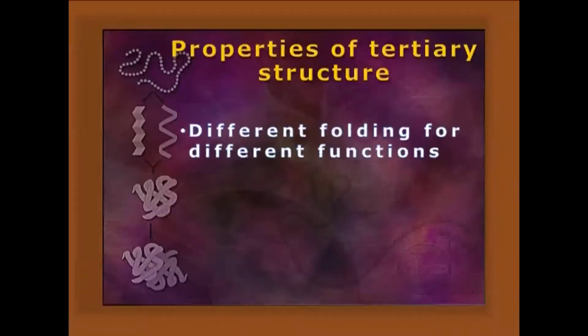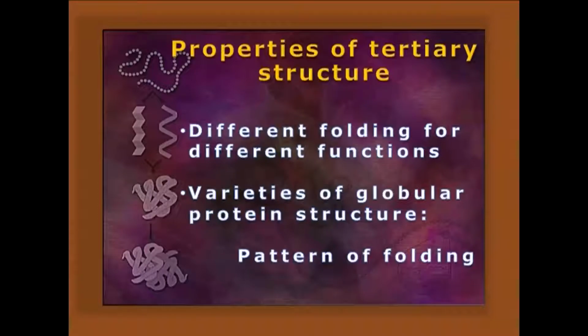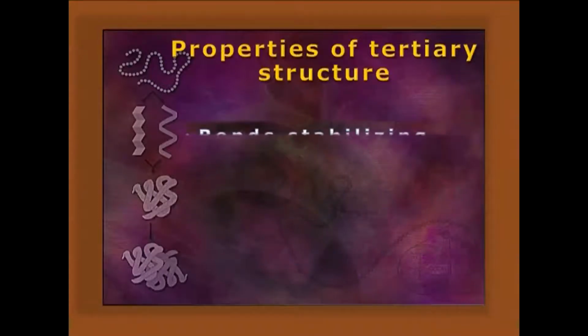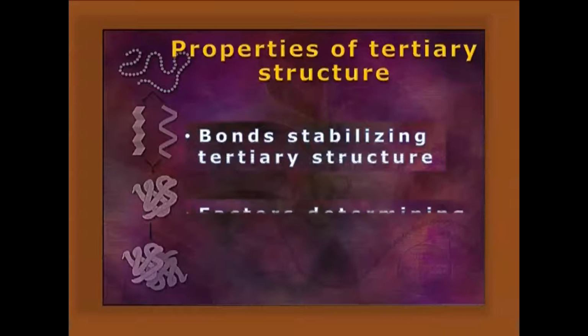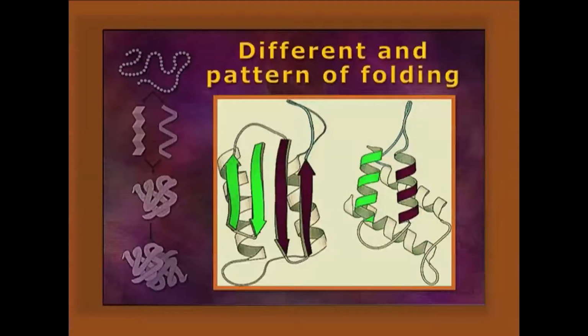Now the properties of the tertiary structure. Here I will discuss the different folds having different functions as well as the pattern of folding, because varieties of globular protein have different functions as well as different patterns of folding. I will discuss the bonds involved as well as the factors determining the tertiary structure. First, different types of globular protein have different folds as well as different functions.